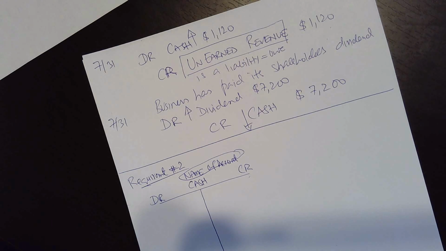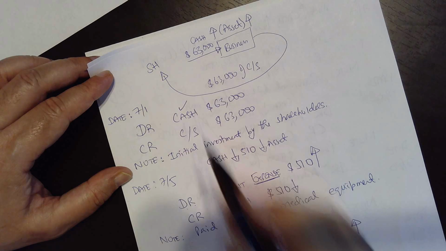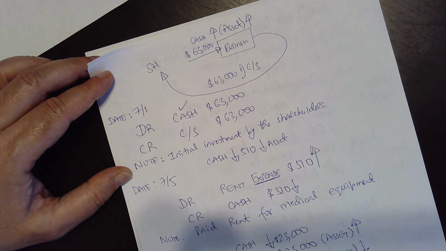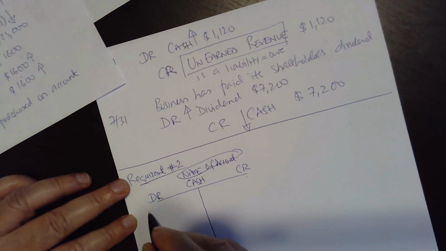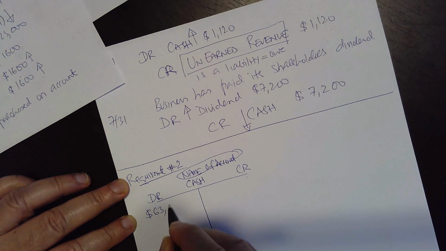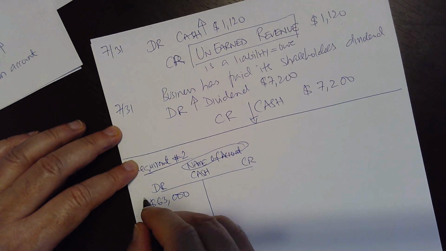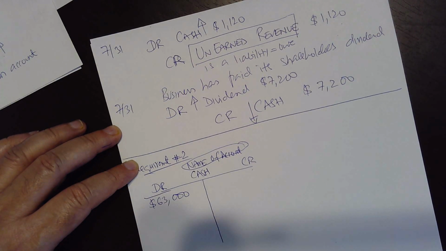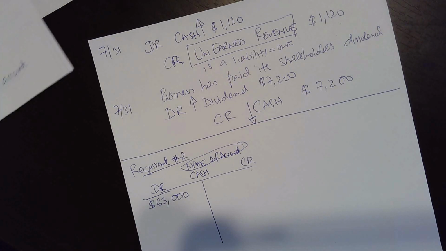Now in order to accomplish this, we have to go back to the transactions that we have just completed. So in the first transaction, we have cash. The business received $63,000 of cash. So here in the cash, $63,000, you are going to post it. So on the debit side is going to be $63,000. And we'll talk about the common stock in a minute.